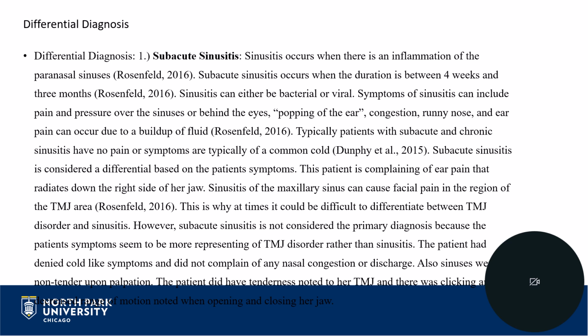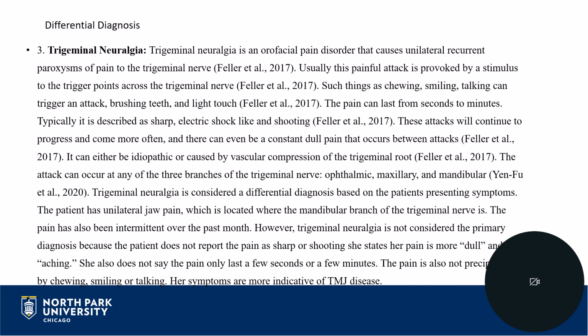Number 3, subacute sinusitis. This is an inflammation of the sinuses, and it can last 4 weeks to 3 months. Here's another one, trigeminal neuralgia. This is a bad one. It's very painful, and this pain, it's like an electric shock. But it's not considered because she doesn't report the pain as sharp or shooting. It's more dull and aching, and it only lasts for a few seconds or a few minutes. So we're going to rule this one out.